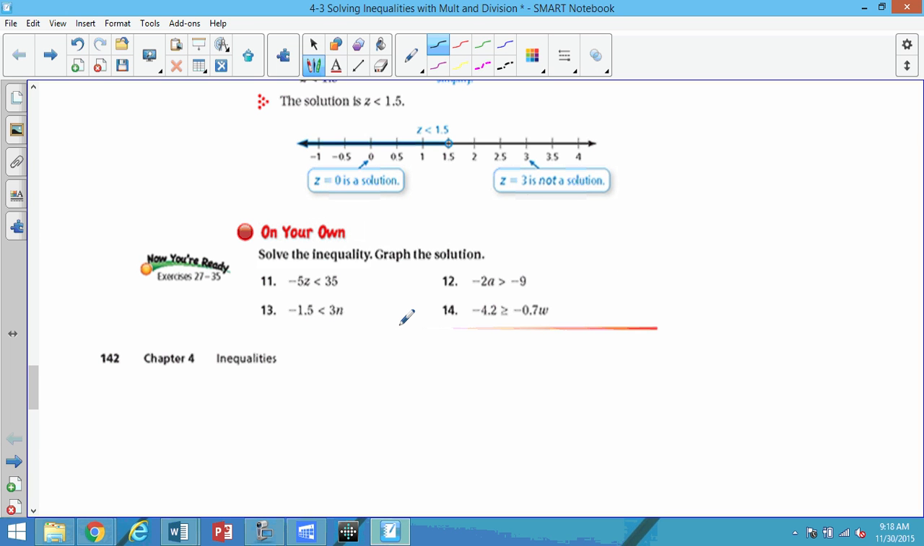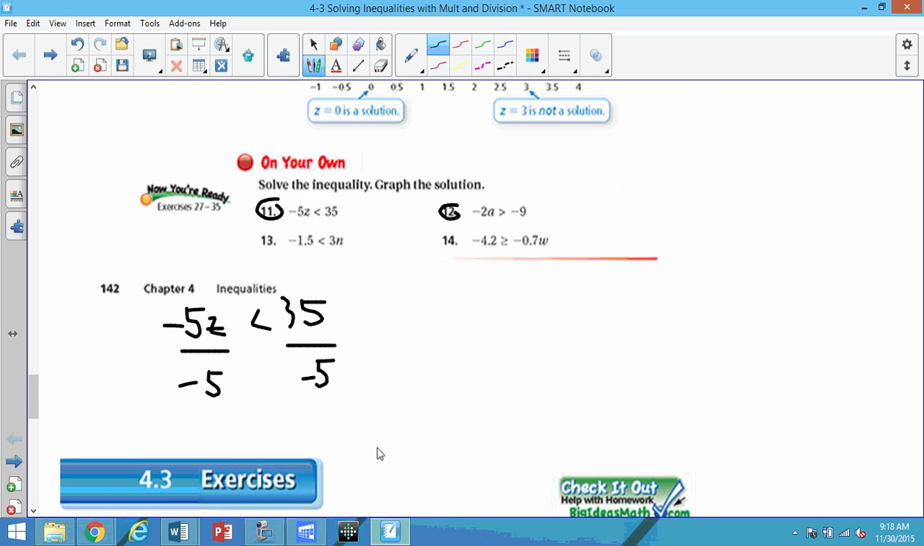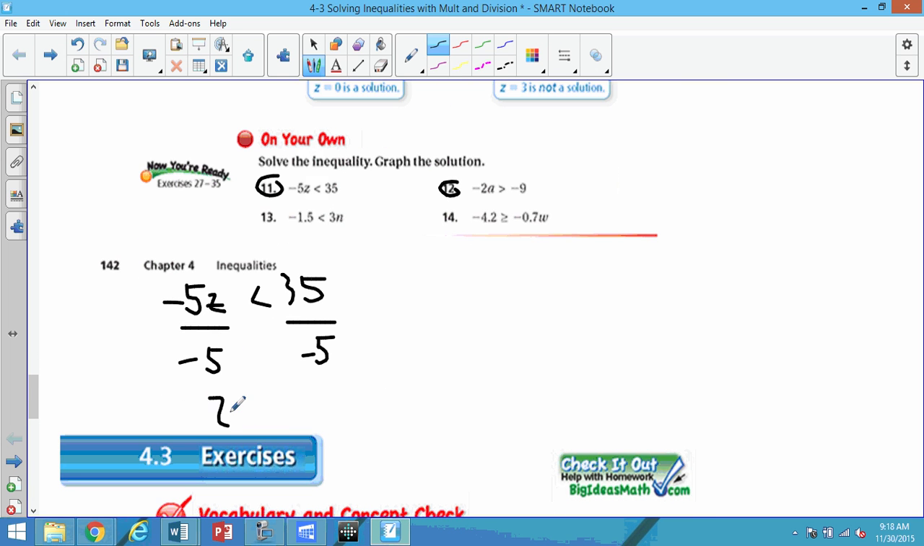So what I would like you to do right now is do number 11, and then do number 12, and then pause it, do number 11 and 12, and then come back. So number 11 is negative 5z is less than 35. Okay? Now again, because we are going to divide by a negative 5, when you multiply or divide by a negative, you need to flip your sign. So this becomes z is not less than, it is greater than negative 7. And then you would graph that.